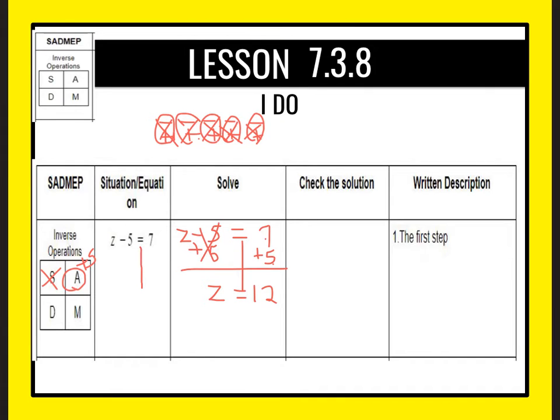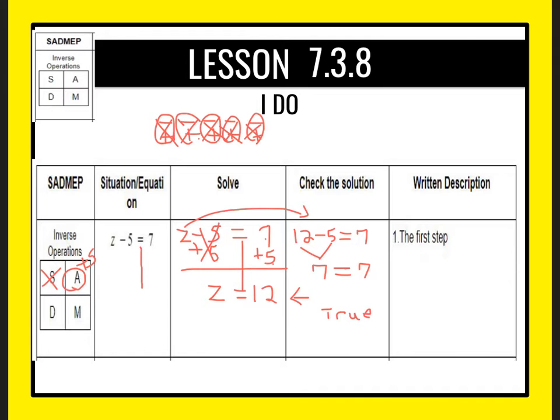So that means if I check my solution, in place of z, I'm going to put 12, take away 5. And it says that should equal 7. Well, I know if I have 12 and take away 5, I'm going to get 7. So does 7 equal 7? I'm going to say yes. So the solution of 12 makes this equation true. That means I solved it correctly.